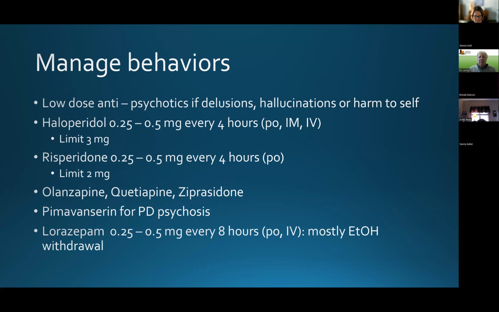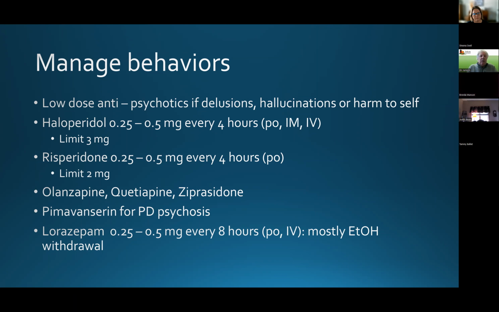In terms of the medication interventions, you can use low-dose antipsychotics, particularly if there's delusions or hallucinations. And again, this is more directed towards the hyperactive version of delirium. You typically don't want to prescribe these medications for somebody that has hypoactive delirium, because it'll make it worse, and it may convert them from a reversible to an irreversible delirium.